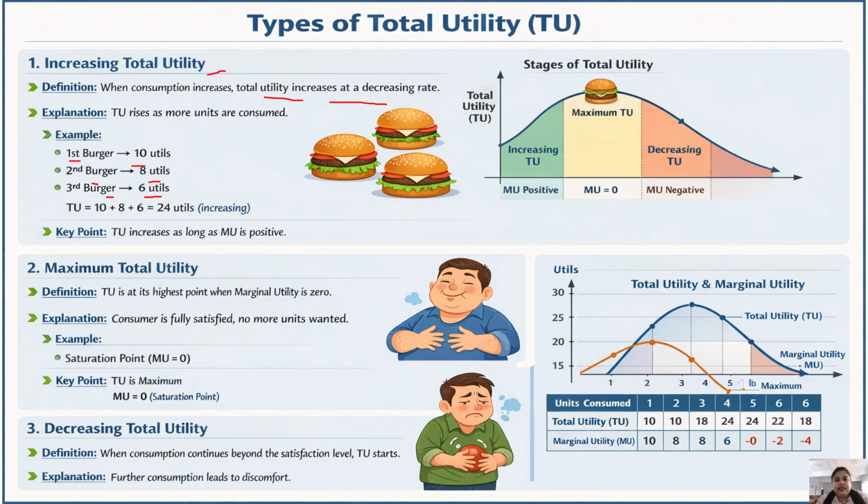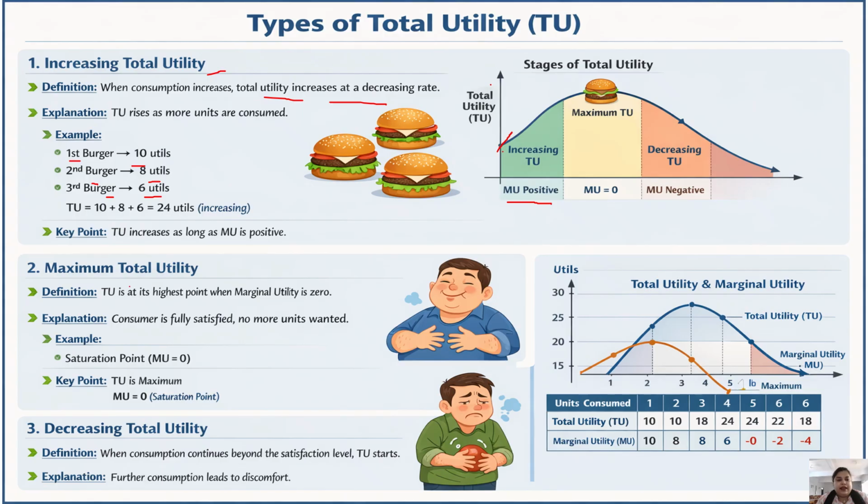Now, just see in this particular graph where total utility is shown on the vertical axis, where you have seen that total utility is increasing, where marginal utility is positive, right? When the total utility is increasing, marginal utility is positive.